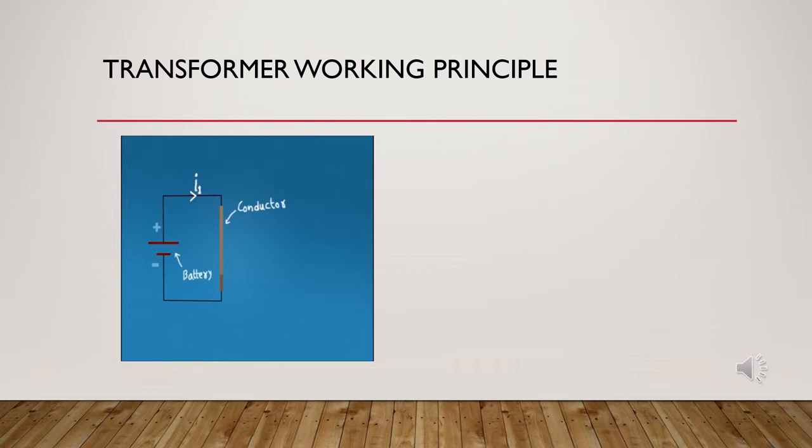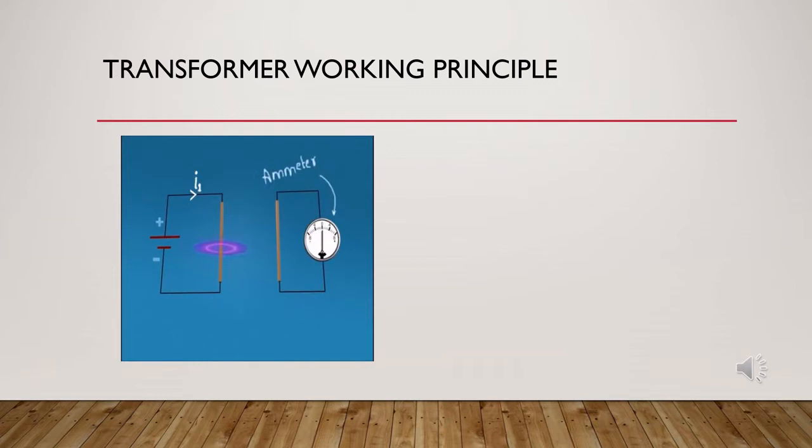Working of a transformer can be understood by taking a simple example of a small piece of wire carrying current when it is connected to a battery. As a result, a magnetic flux gets set up around the conductor. If another piece of wire comes in the vicinity of this flux, an electromotive force gets induced in the conductor, which we can see here from the deflection in the needle of a galvanometer.